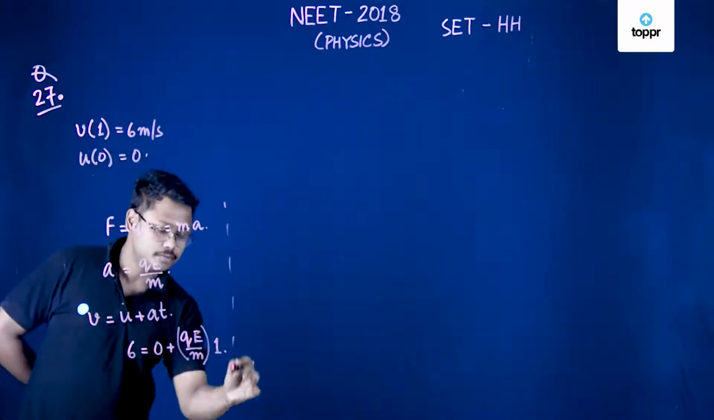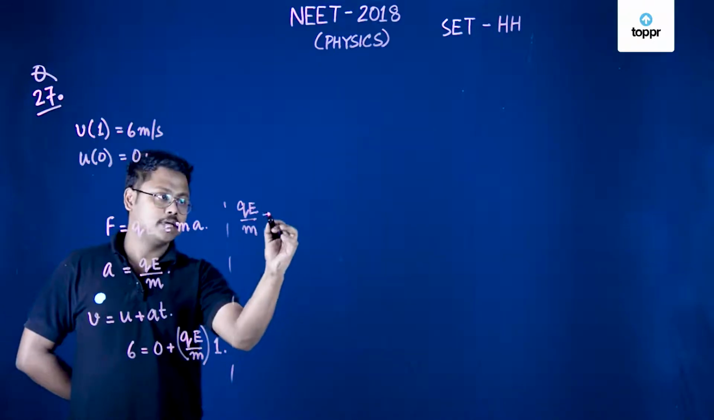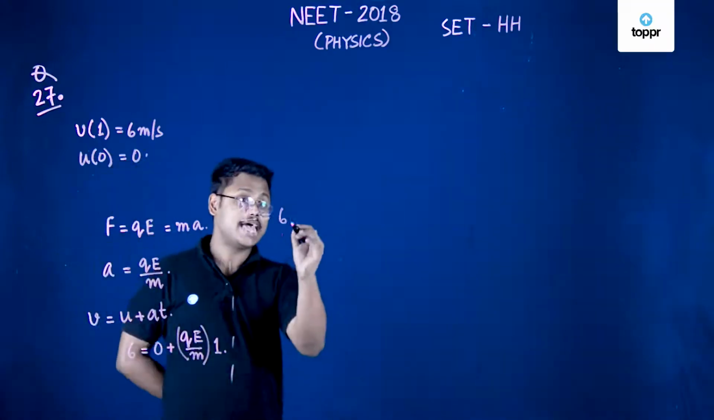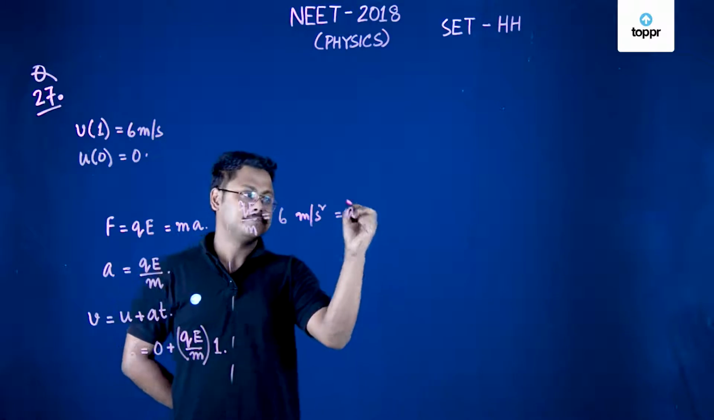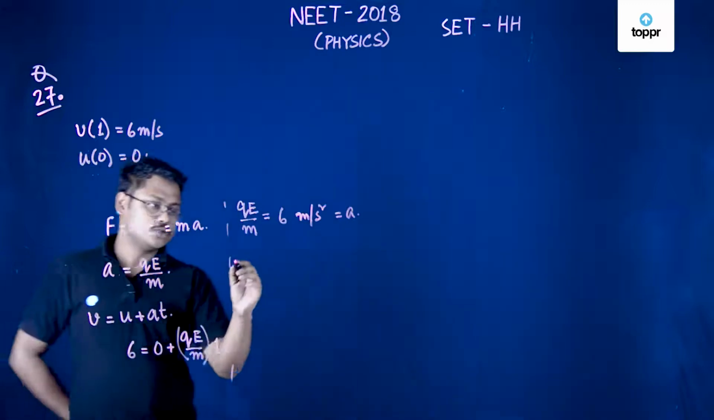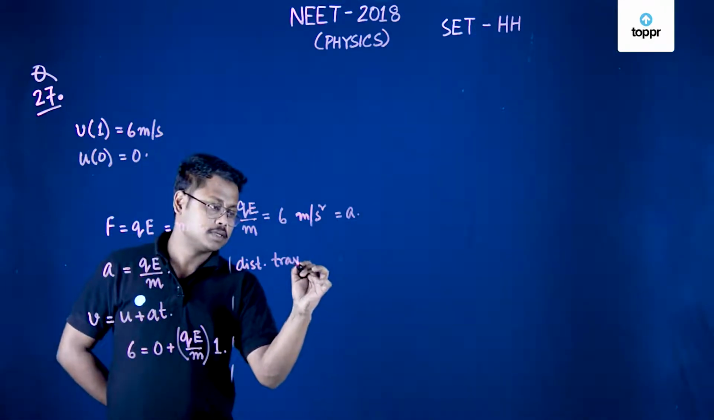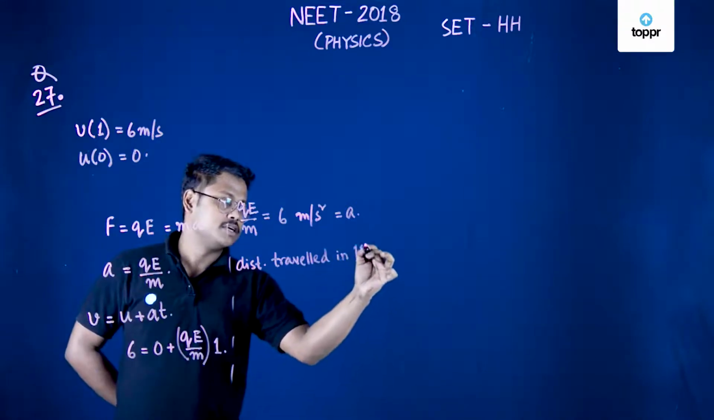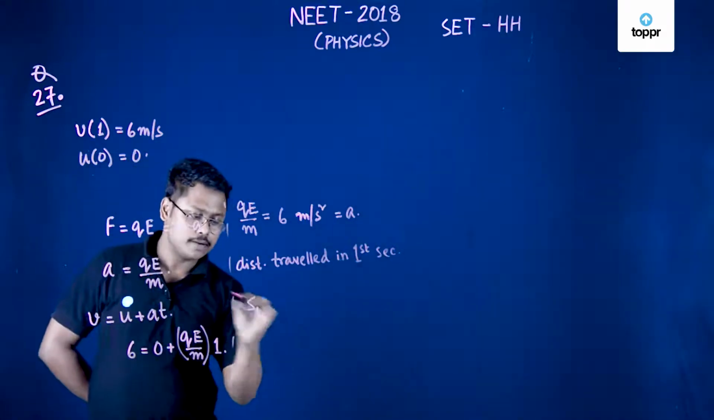So what have we got? We have got the value of QE upon M is equal to 6. So this is nothing but the acceleration, that is 6 meter per second square, right? Now let us calculate the distance travelled in the first second. So now we are going to find out the distance travelled in the first second, right? So we'll denote it by S1.